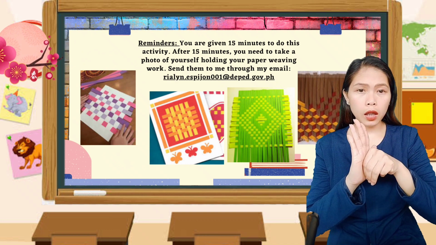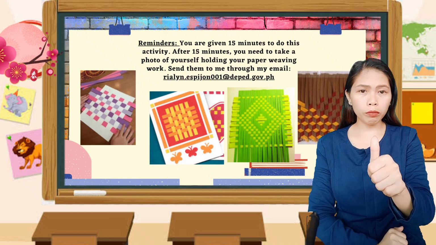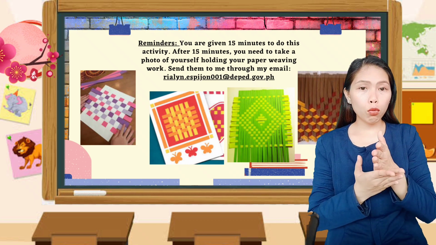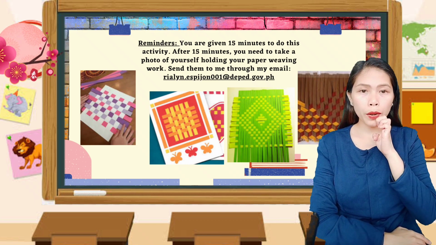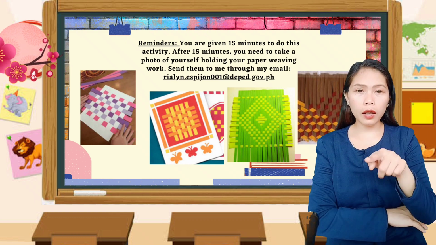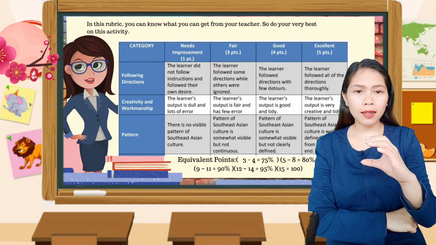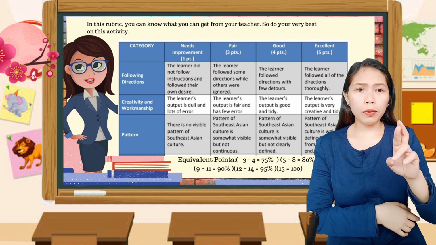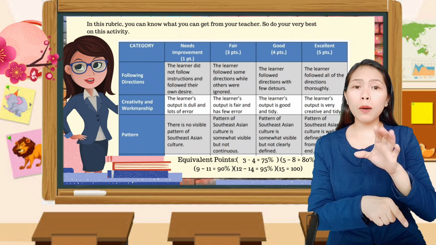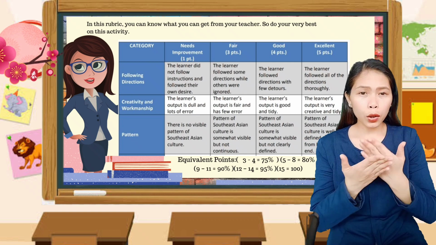Reminders. You are given 15 minutes to do this activity. After 15 minutes, you need to take a photo of yourself holding your paper weaving work. Send them to me through my email, realin.spon001@deped.gov.ph. Use the following rubric. In this rubric, you will know what you can get from your teacher. So do your best in this activity. Good luck!